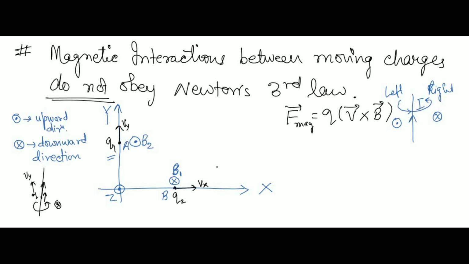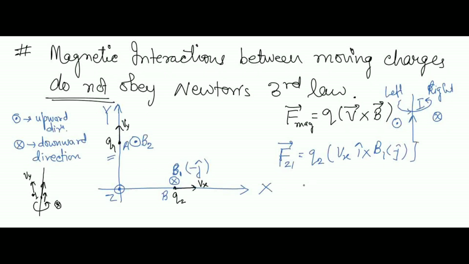So if we consider the force, then force is Q V cross B. Let us consider the force on charge 2 due to the magnetic field of 1, that is Q2 and V vector. Let us suppose only the direction. The charge has a direction in I cap, so its velocity is Vx I cap, cross the magnetic field B1. The direction of the magnetic field due to 1 on this charge 2 is downward, so it is minus J cap.